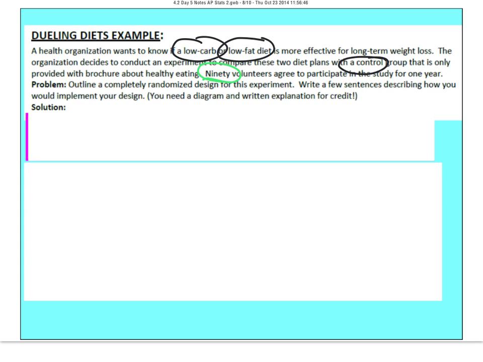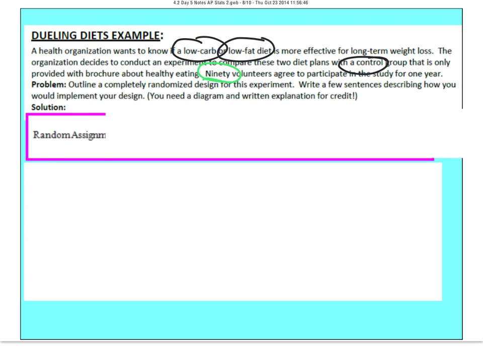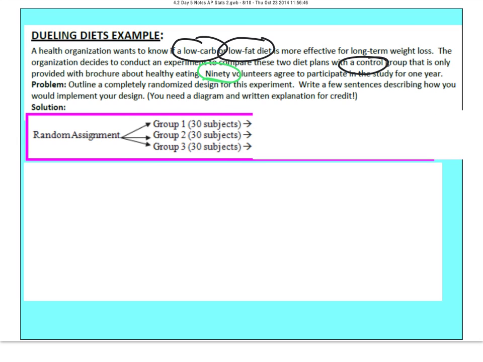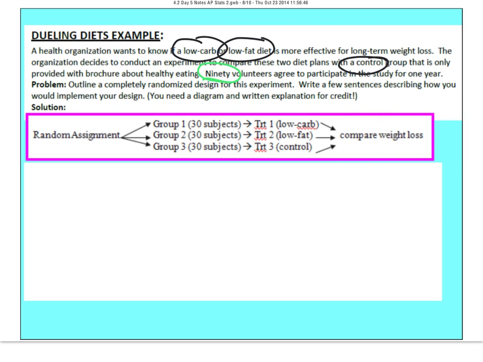So what I would do for the diagram is first say this. We're going to do random assignment. We have 3 different groups. So we're going to, on the diagram, randomly assign groups 1, 2, and 3 with 30 subjects each. Each group will then be assigned a treatment, either low carb, low fat, or the control group. Then at the end, we're going to compare those results. This is a really good way to break out the randomized design.